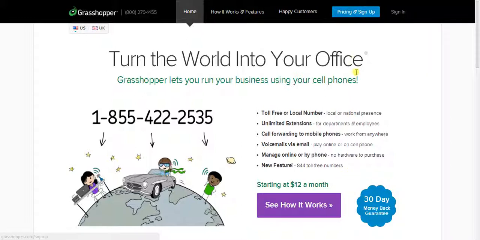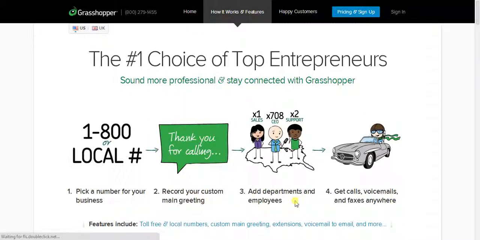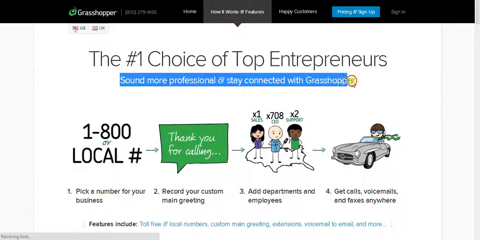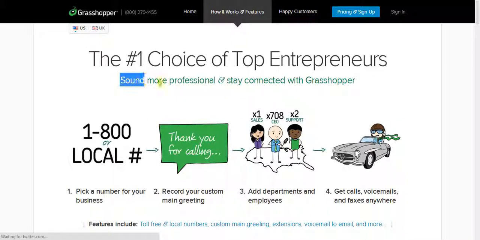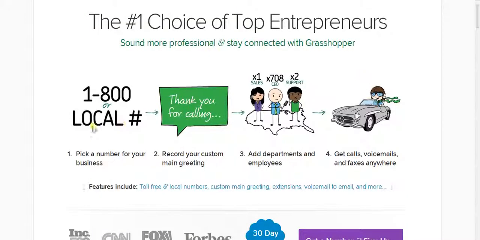Pricing and sign up, so if you land and you like what you see, you can immediately find out how much it costs and become a customer. Or if you want to see a bit more, you click a large inviting button. This takes you to another well-designed page. Big customer related title, customer related subtitle, which solves the customer problem, which is to say sound more professional and stay connected with staff and customers.